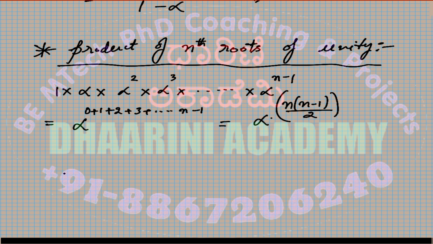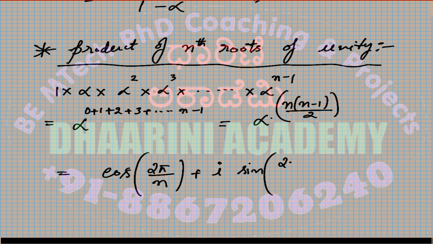Okay, so that means this is equal to, replace alpha. Alpha is cos of 2 pi by n plus I into sine of 2 pi by n. Now this whole thing I want to raise to the power n into n minus 1 by 2. So we are going to raise it to the appropriate power, and that power is n into n minus 1 by 2.